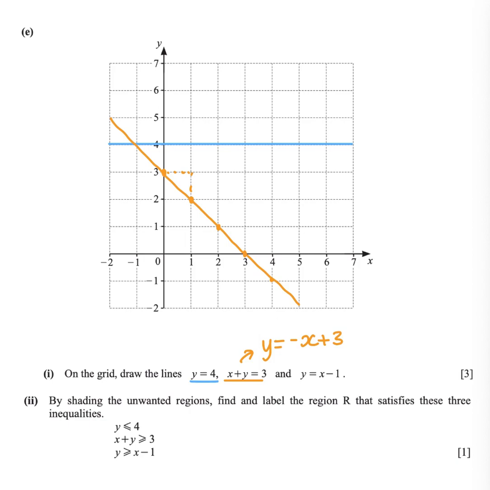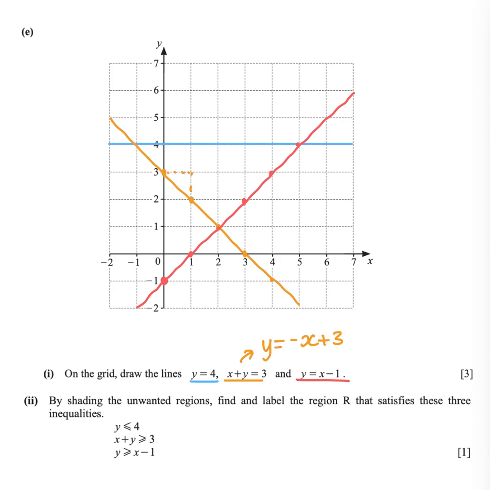And then the last one is y equals x minus 1. So this one has a gradient of 1 and an intercept of minus 1. So it goes through minus 1, and then this time it's 1 across, 1 up, 1 across, 1 up, and so on. And then we form that equation. So yours should be neater than this, as you'll have a ruler.